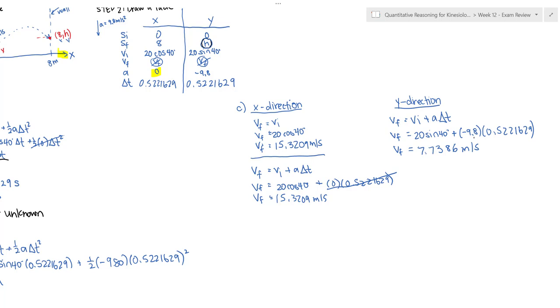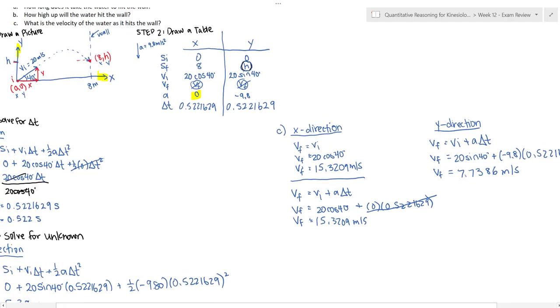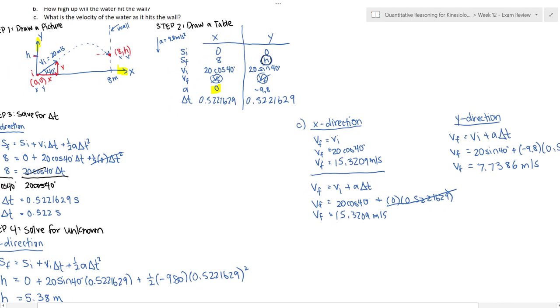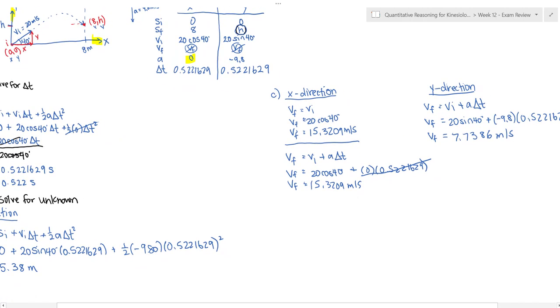So the question's not asking for my components of my final velocity. It wants the final velocity, so it wants to know the magnitude. It wants the velocity, that means it wants the magnitude and the direction. So if the x component we found was 15.3209, which way is that going? X direction is positive, so it's going to the right, and the y direction is positive, meaning it's going up.